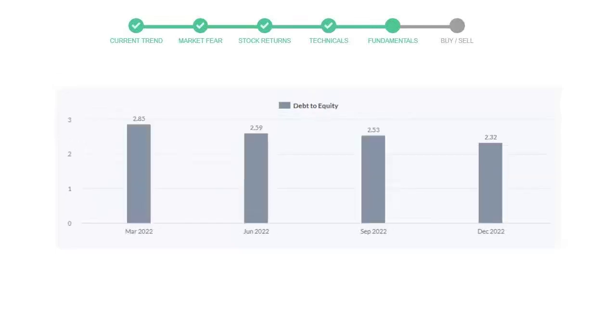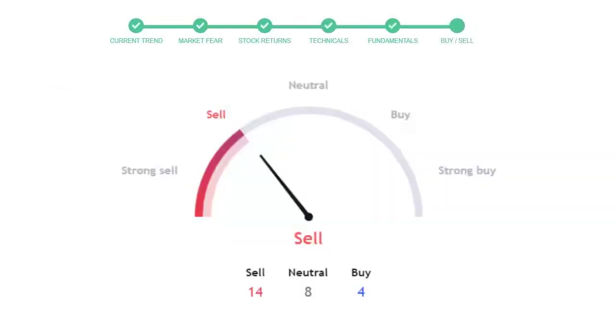Let's see debt numbers. Debt to equity number tells us how much the company is in debt. In the first quarter, it was 2.85, then it decreased to 2.59. Then in the third quarter, it again went down to 2.53. In the recent quarter, the debt score declined to 2.32. Generally, this ratio should not be over 2.0.